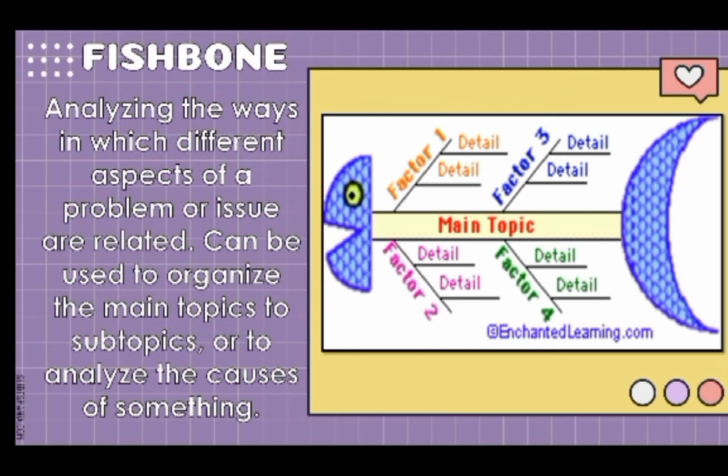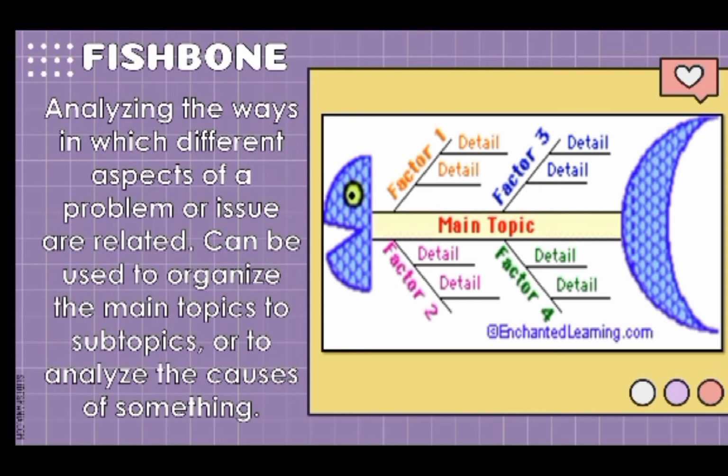Another graph is called the fishbone. In here, you should analyze the ways in which different aspects of a problem or issues are related to each other. Fishbone can be used to organize the main topics to subtopics or to analyze the causes of something. The main topic is highlighted on the middle part while the supporting details are enumerated on the bones of the fish. Just like what you can see in the outline of the fishbone.